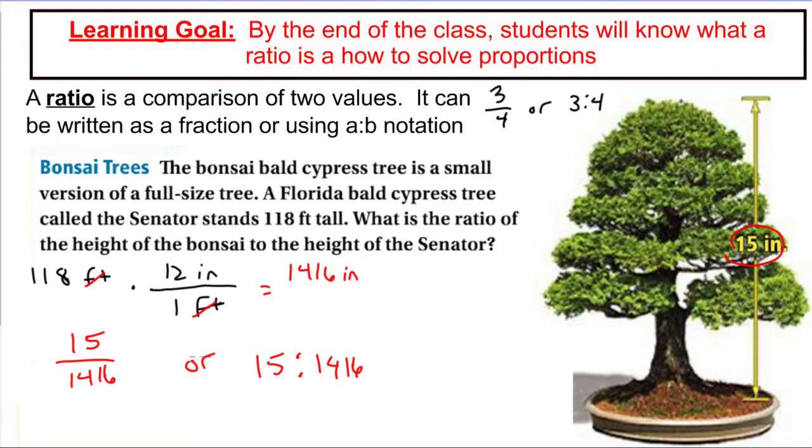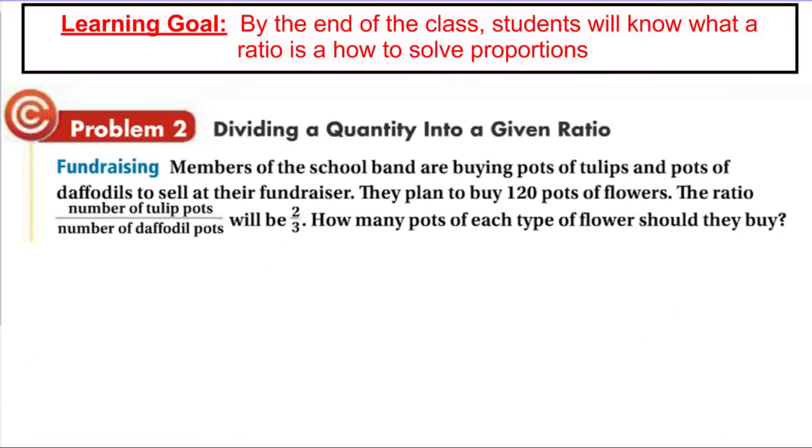Okay, so we can take this idea of ratios and expand on it. They can tell us the ratio and the total number that we want, and we can work our way backwards and figure out how many of each quantity we would like in order to keep this ratio. Here's what they're telling us in this problem. A school band is trying to sell flowers, and they have two types of flowers. They plan on buying 120 flowers, and they sold them in a ratio so that the number of tulips over the number of daffodils was 2 to 3.